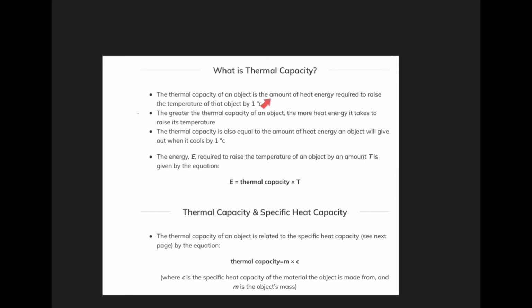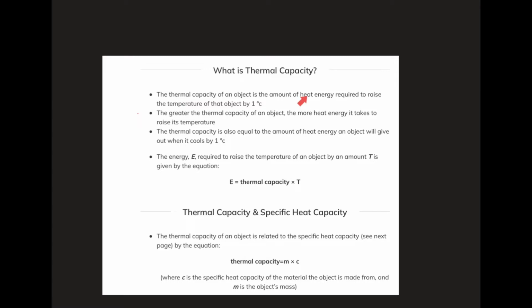Raise an object by 1 degree Celsius. What objects, or how big are the objects, that we can use? Should we use a small object or a big object? It doesn't really matter. Any object, you raise it by 1 degree Celsius, then the amount of heat required is known as the thermal capacity.